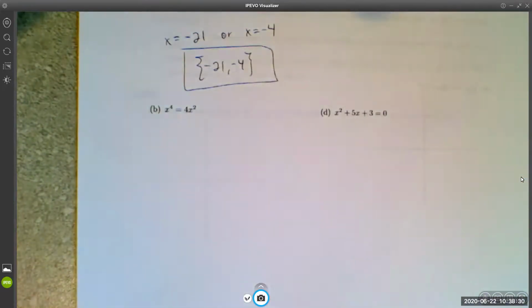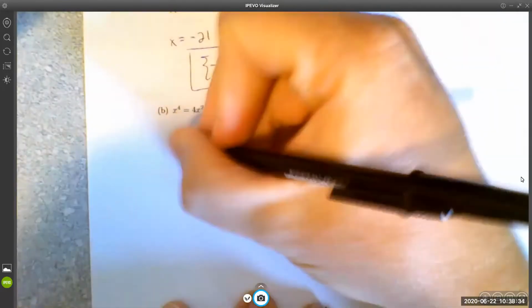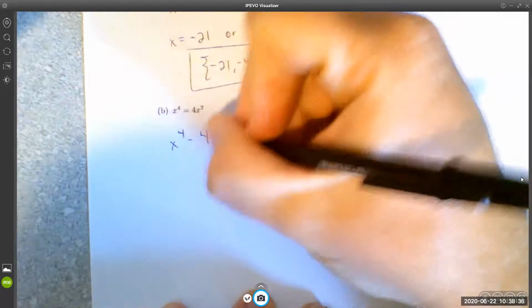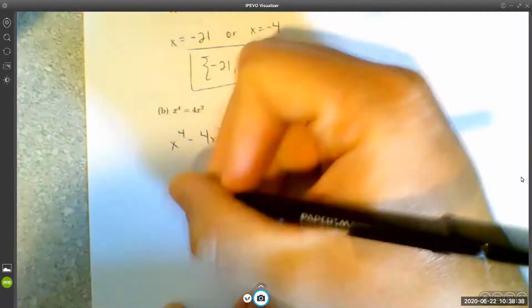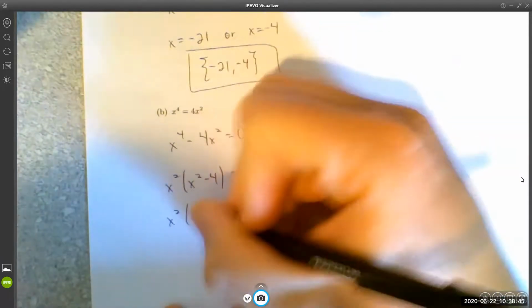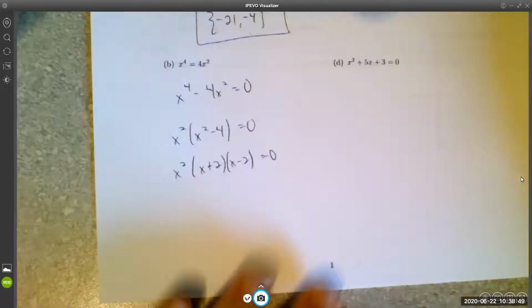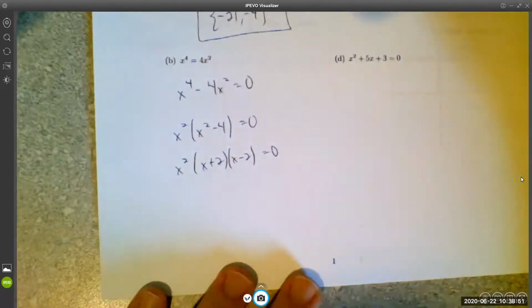Okay, here's my solution. So I'm going to move everything over and factor. And then apply the zero product property or the zero product principle.